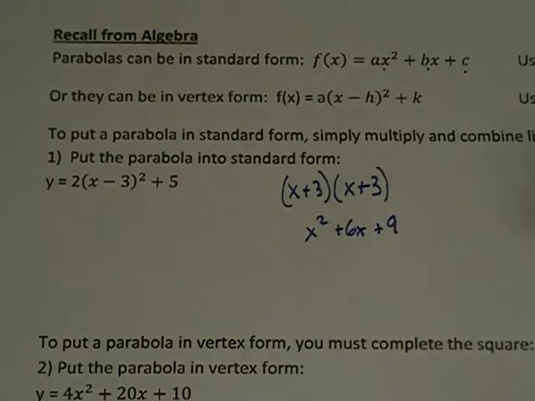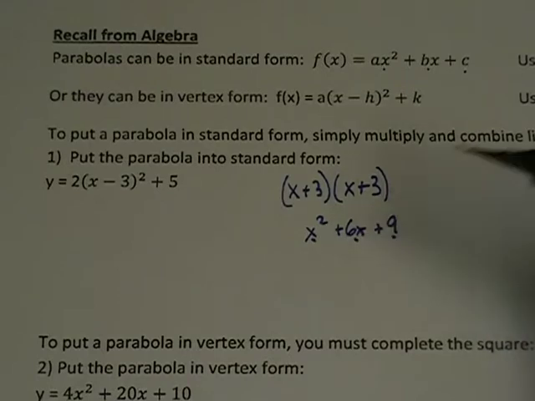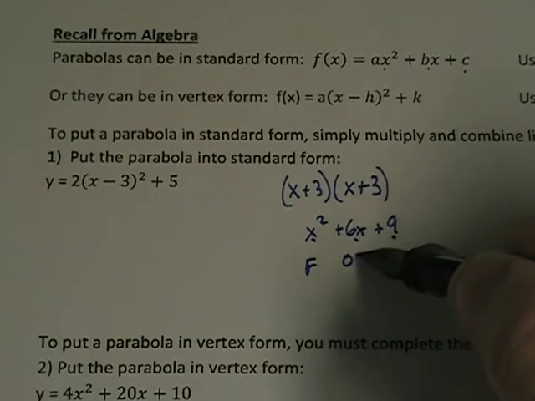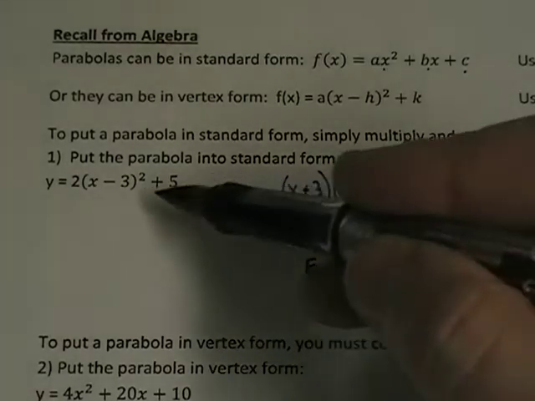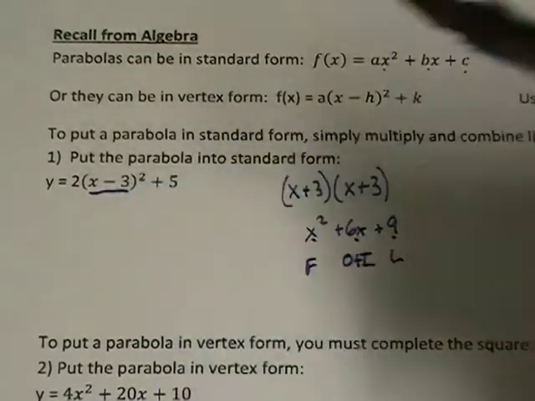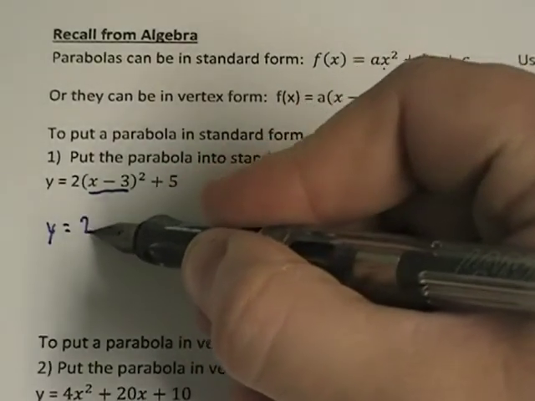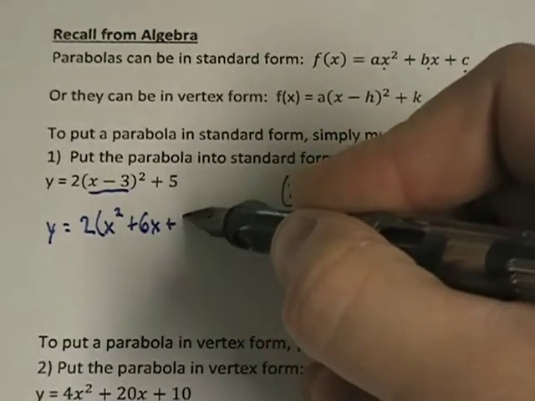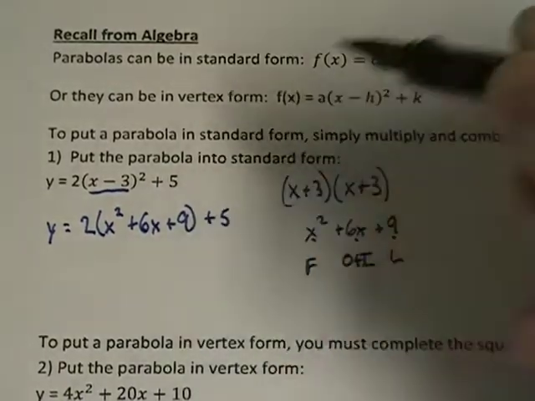If you recall the FOIL method, this is the first, this is the last, and this is the outer plus the inner. Okay? So first, last, and outer plus inner. Okay, so we know that that's x squared plus 6x plus 9. So that is going to go in place of this part right here. Okay, so we get y equals 2 times x squared plus 6x plus 9. Right, so that becomes that plus 5.